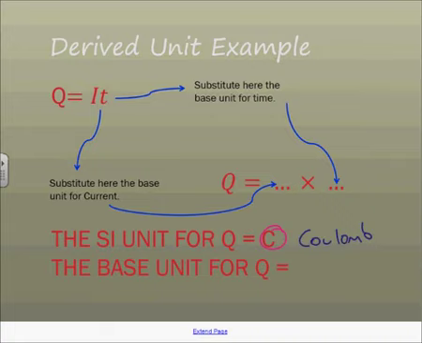So what we're going to do here, we're going to substitute the base unit for current, because that is what the symbol I stands for. I stands for current, and we know it's one of our 5 base units, so I can put it straight into the formula. Then I'm going to substitute the base unit here for time, because that's a t. So if we put that in, we get an s. Okay, so the base unit for Q is As, amp seconds.